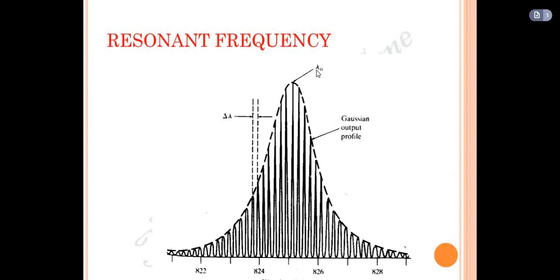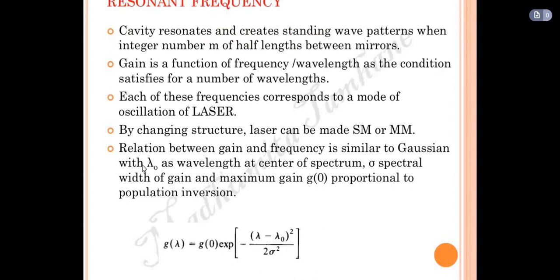I'm getting the resonant frequency maximum at the central part, that is lambda naught. So we have seen the Gaussian's output profile. To get that profile, we should know the gain, right? As we said, lambda naught is the wavelength at the center of the spectrum.